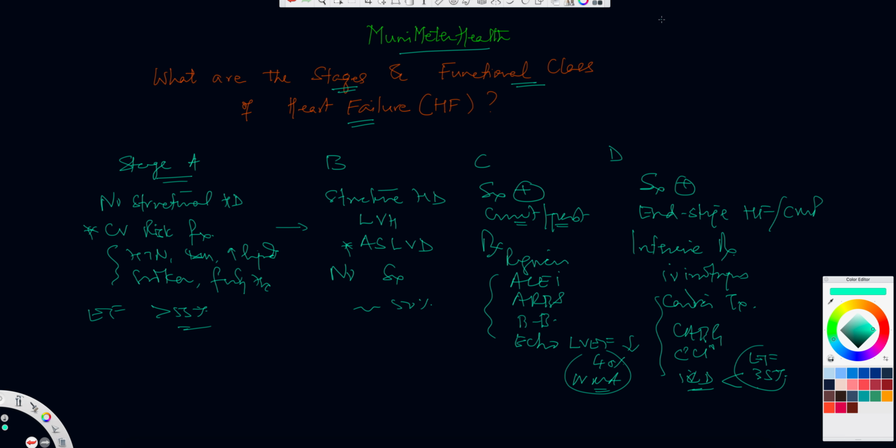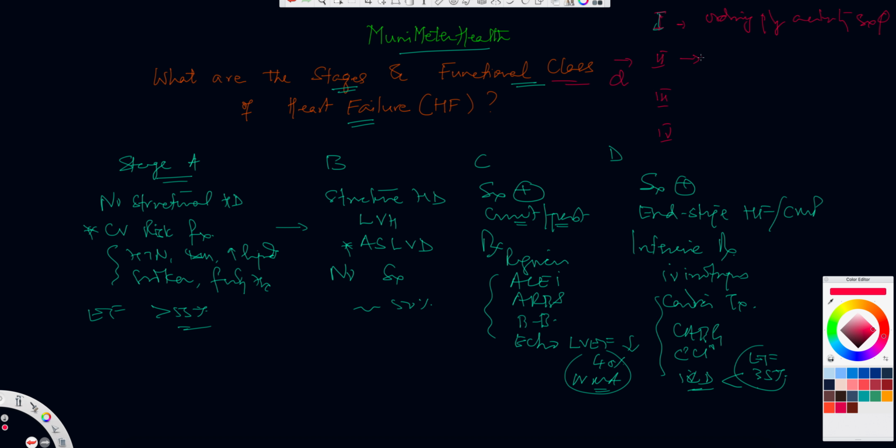Now, the functional class is very easy. Stage 1, we can use another pen here if you like. Stage 1, for instance, then you have stage 2. We are going to the right side of the panel here, watch me, 3, and then stage 4. So these are the functional classes, okay? And what are the functional classes? Class 1 implies that there is no physical inability to walk or exert. In other words, patient has no symptoms on ordinary physical exertion. If somebody was to do an ordinary physical activity, there are no symptoms. We'll call it symptomless.